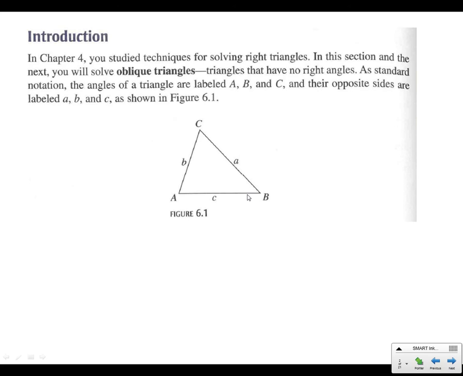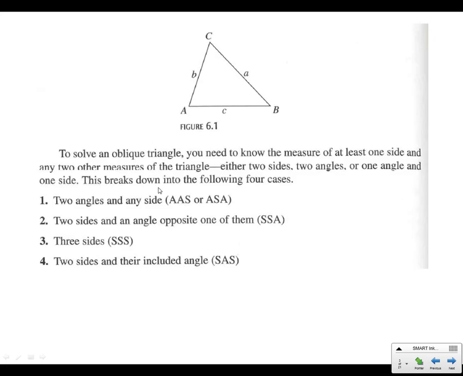Just a reminder how we label these. Angles are capital letters, and the side lengths are the lowercase same letter that matches up across the triangle. So angle A, you look across the triangle, you have side little a. To solve an oblique triangle, what that means is we get all 3 angles and all 3 sides. So if we're asked to solve an oblique triangle, we want to be able to get all 3 angles and all 3 sides. To do that, we need to know 3 things to start.